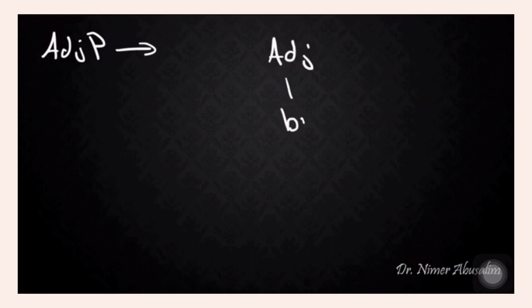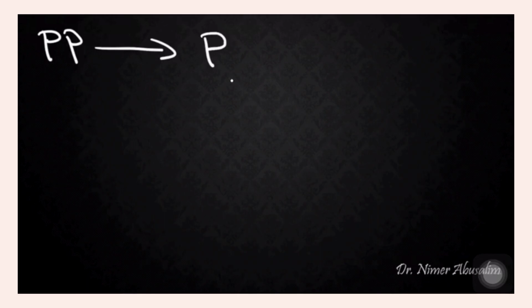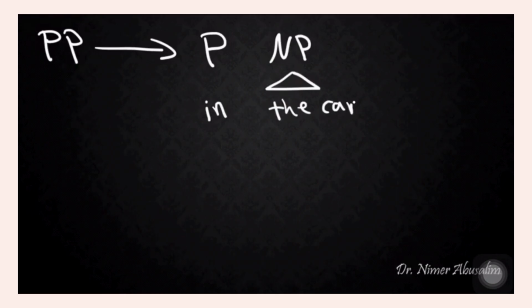So the adjective phrase has as its head an adjective, say big. Now this adjective can be modified by an adverb phrase. Take for example very. What about prepositional phrases or PPs? A PP consists of an obligatory preposition followed by a noun phrase, like for example, in the car. And this triangle here is just a very short way of drawing a noun phrase if you're lazy.